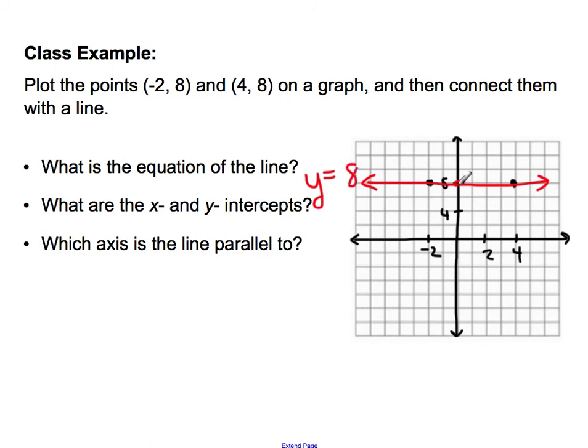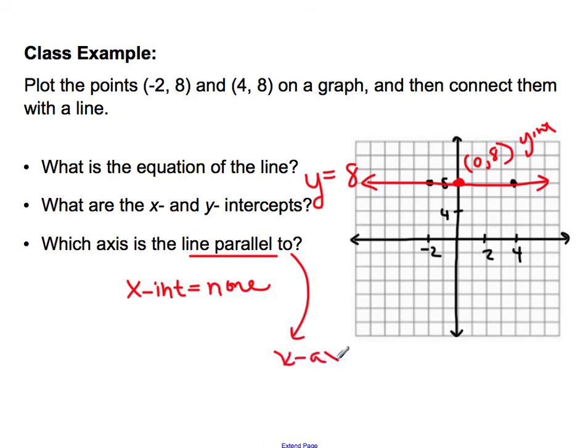So the y-intercept, again, it's a point. Don't just say 8, it's a point. (0, 8), that's your y-intercept. It has no x-intercept, none, and it is parallel to the x-axis. Okay, perpendicular to the y, parallel to the x.